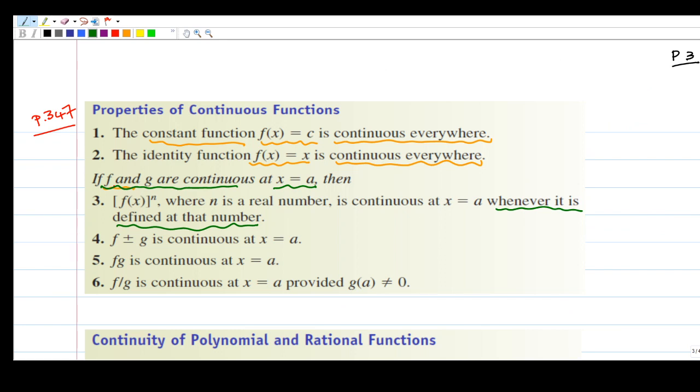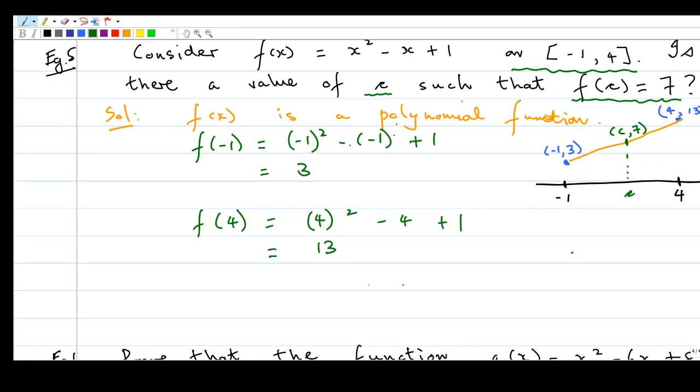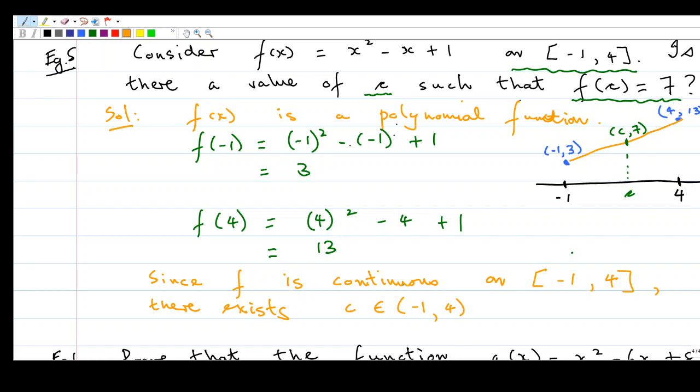So the diagram really illustrates to you what's going on. So since f is continuous on the closed interval from -1 to 4, there exists some c, an element of the open interval between -1 and 4, such that f evaluated at that c is equal to 7.